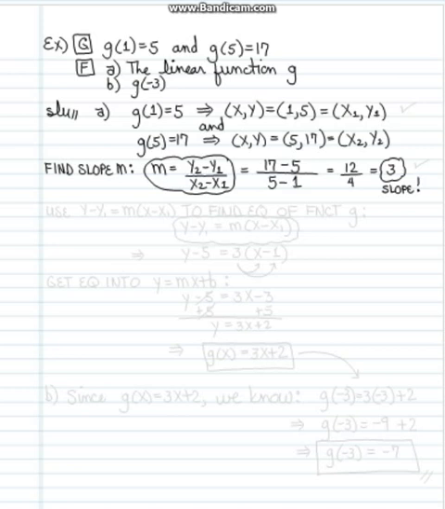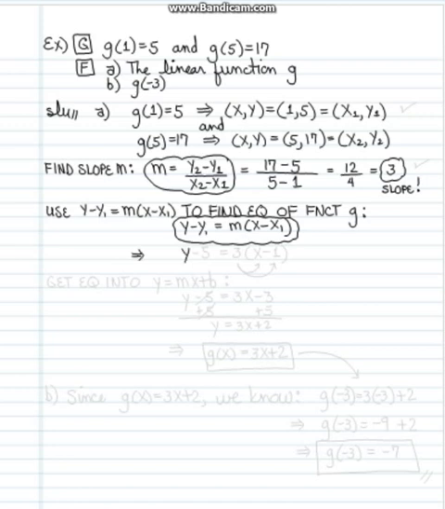Next thing we're going to do is use y minus y sub 1 equals m times x minus x sub 1 to find the equation of function g. Alright, let's write down that formula. y minus y sub 1 equals m times x minus x sub 1. And I like to put my formulas in little clouds. It helps me remember it, in case I need to memorize it one day.